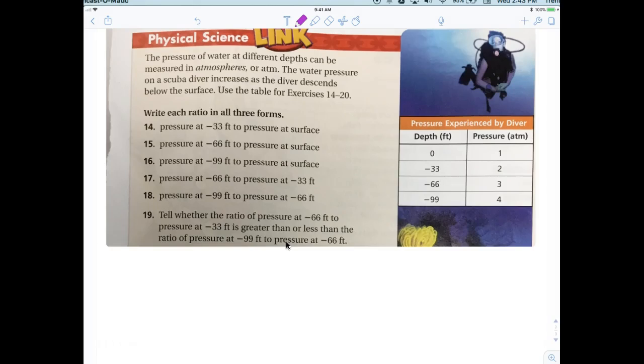All right, it says the pressure of water at different depths can be measured in atmospheres. The water pressure of a scuba diver increases as the diver descends below the surface. Does anybody know why that is? Does anybody know what water pressure is? I know. Tell me what it is. Because the oxygen is different and you're getting closer. It's the same as being high in the air.